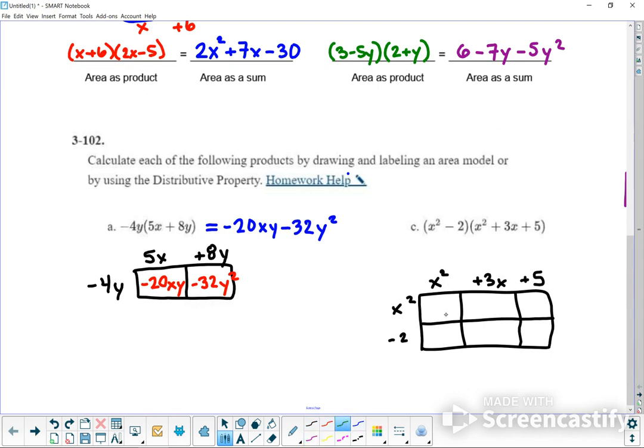So x squared times x squared is x to the 4th. You can see those powers only grow if you're multiplying. x squared times 3x is going to be 3x to the 3rd. x squared times 5 is 5x squared. x squared times negative 2 is negative 2x squared. Negative 2 times 3x is negative 6x. Negative 2 times 5 is negative 10.